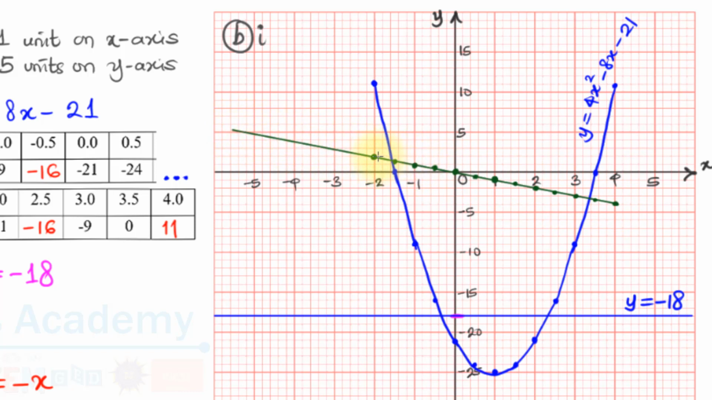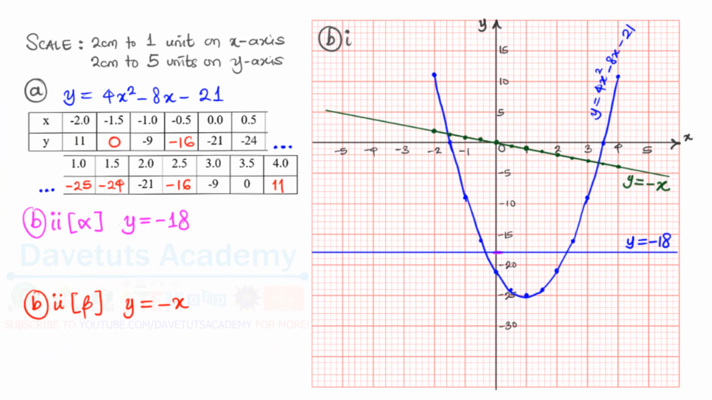Then let me also take it back. Alright, so I can now label this to say this is y is equal to minus x. Now let's take it piecewise. For the solution to y is equal to minus 18, how do we get the answer to that? We look at this point of intersection here and here, and we trace to the x-axis to see the value that we get there. That will be the solution to this particular one.